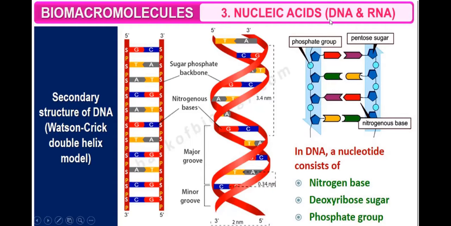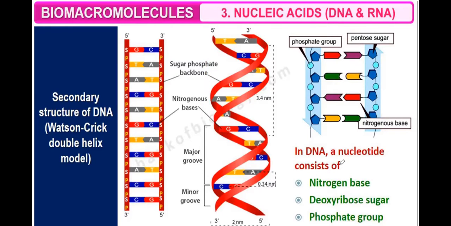So in DNA molecules, this backbone, this strand, is made up of sugar and phosphate. These are nitrogenous bases. There are major groups and there are minor groups. This is the minor group and this is the major group.